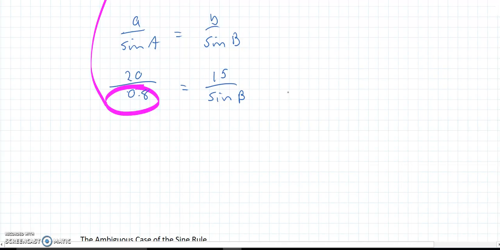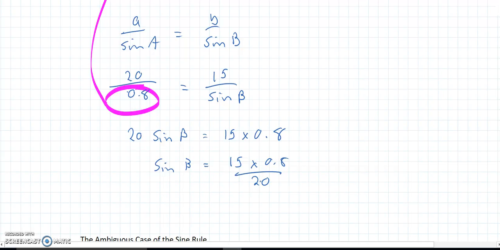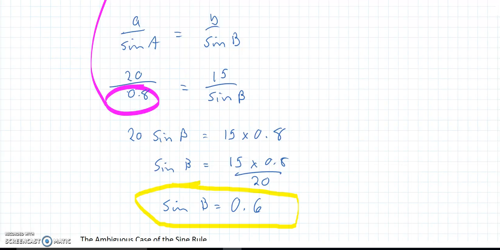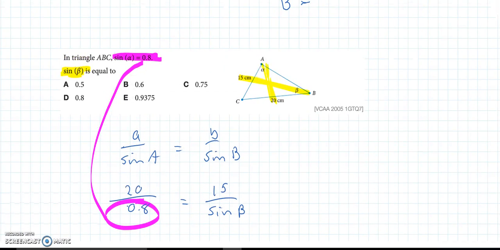And now it's a matter of trying to find what sine beta is. So we do our algebraic steps again. 20 sine beta equals 15 times 0.8. Sine beta equals 15 times 0.8 over 20, which is 0.6. Now note, we don't have to go to the extra step of solving for beta. We just have to say that sine beta is equal to 0.6, and that's our answer. Alright, thank you very much.